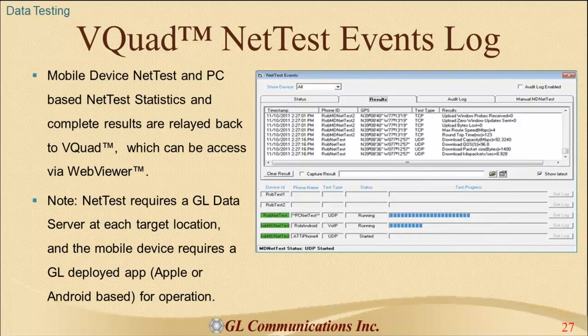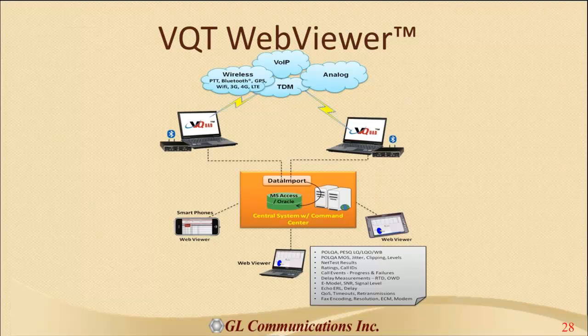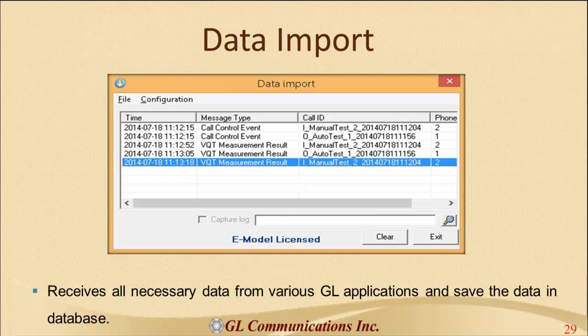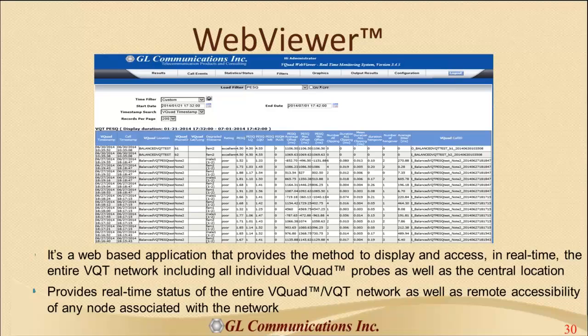So NetTest requires a GL data server at each target location, and the mobile device will require a GL deployed app. Now we come to our central database. As discussed, all the records from Vquad, VQT, and data testing, iPhone app, Android app, all the results can be sent to the central database via the data import. This data import receives all the necessary data from GL applications and saves the data in the database.